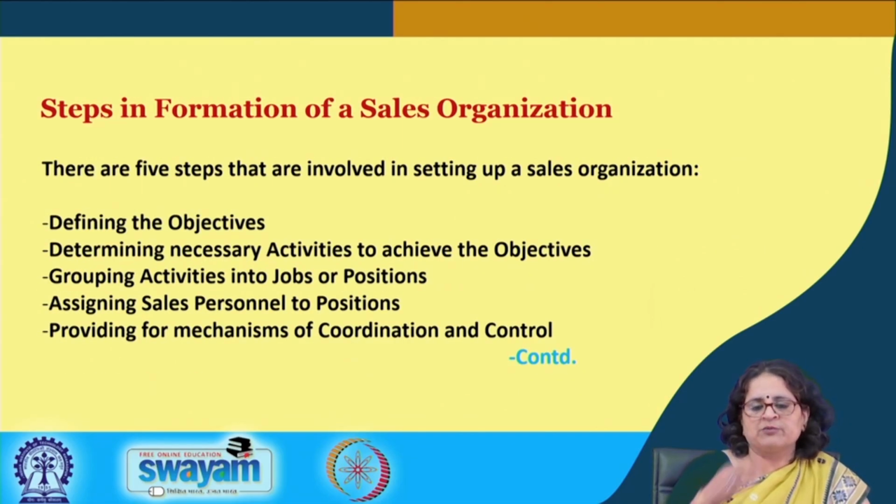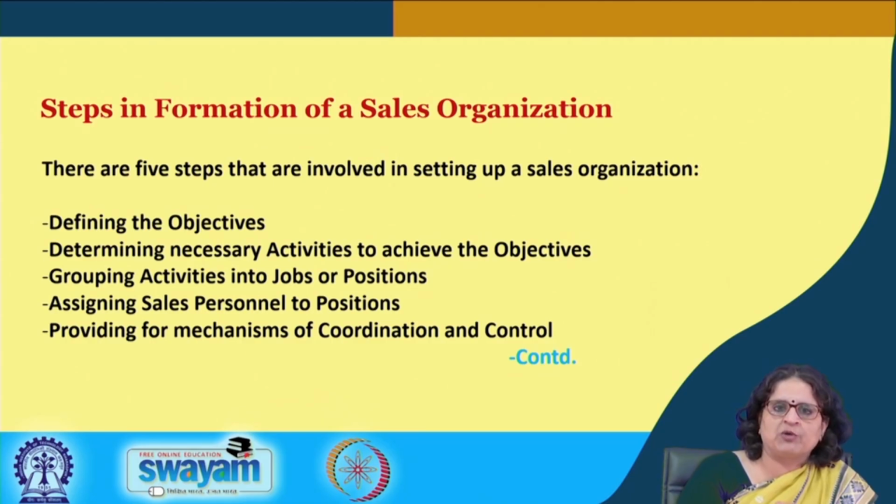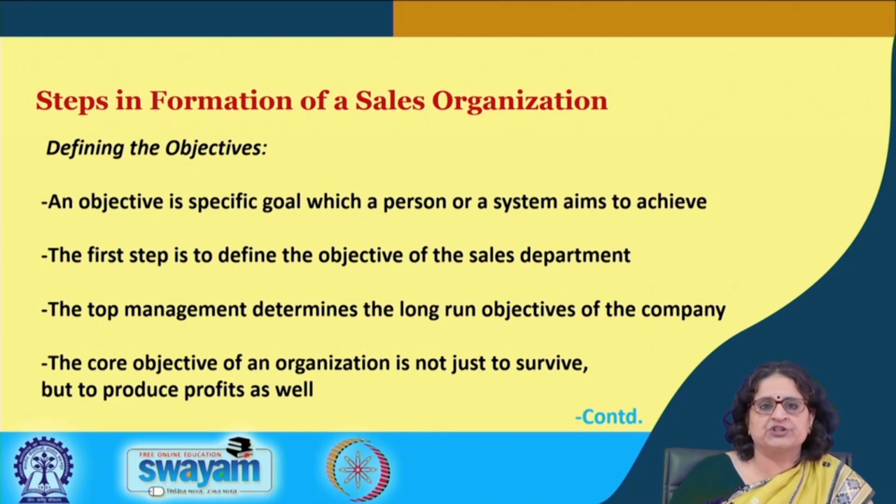Now, what are the steps in forming a sales organization? First, you define the objectives. Second, you identify the activities to achieve the objectives. You then group the activities into jobs or positions. You assign the salespeople to those positions, and you provide mechanisms for control and coordination. A little while ago, I spoke about objectives and activities, and there I said that similar activities need to be clubbed together under a person or under a unit head. We will call this a job or a position, and then you must assign salespeople to these positions, and you have to provide a mechanism for coordination and control.